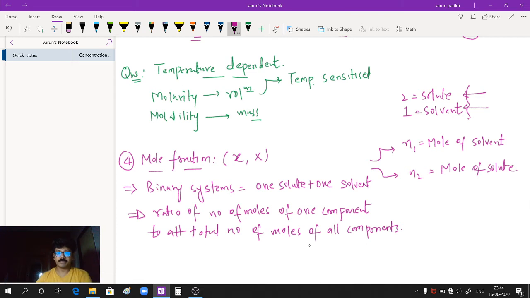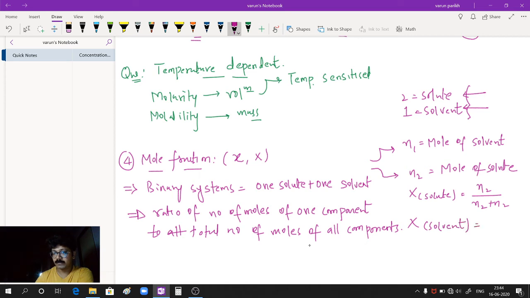Now, what is mole fraction? The mole fraction of solute can be written as number of moles of solute divided by total number of moles, and mole fraction of solvent can be written as what? Moles of solvent divided by total number of moles. That's it.